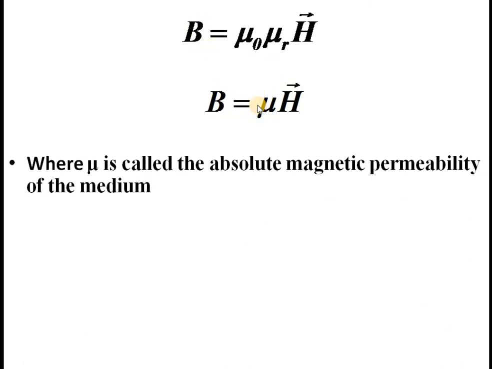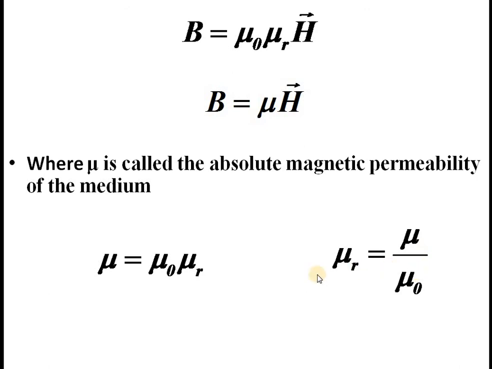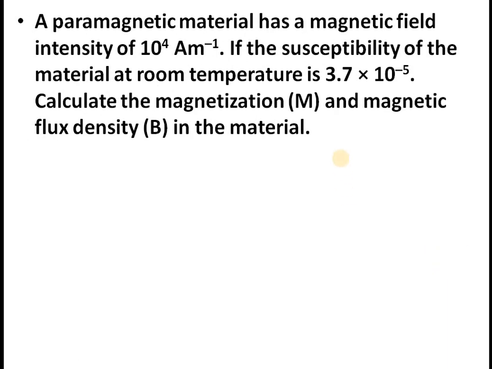Here mu is called the absolute magnetic permeability of the medium, given by mu equal to mu 0 mu r, or you can write it as a ratio also: mu r is equal to mu by mu 0. You already have a relation like this in electrostatics, where epsilon r equals epsilon divided by epsilon naught. So this is a similar relation for magnetic material, and the other one is for electric or dielectric material. That is the difference. It's a very simple topic, and here is a question now.